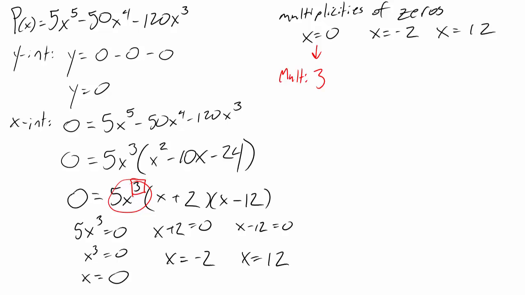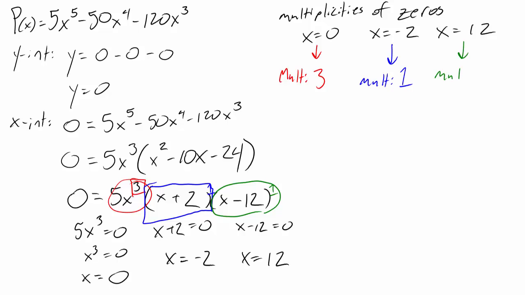For x equals negative 2, that came out of the x plus 2. So we're going to look at the exponent here, which is assumed to be a 1 since there's nothing else written. So our multiplicity of negative 2 is 1. And then last but not least, for the positive 12, that came out of the x minus 12, and it's also assumed to have an exponent of 1 on that factor. So our multiplicity for x equals 12 is also a positive 1. And remember, the multiplicities are here to help us determine how the graph behaves at each of the zeros.